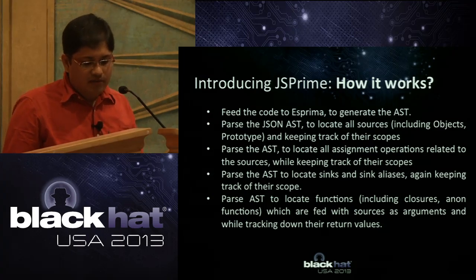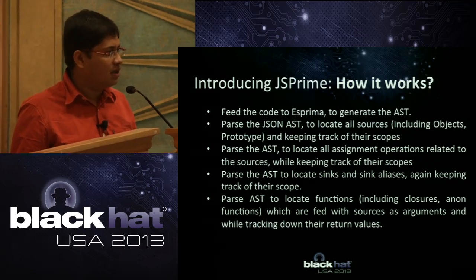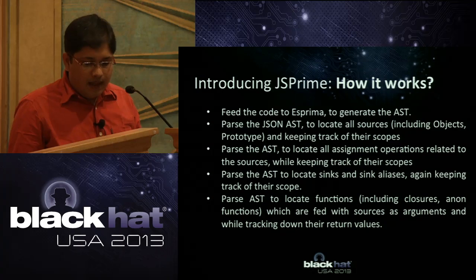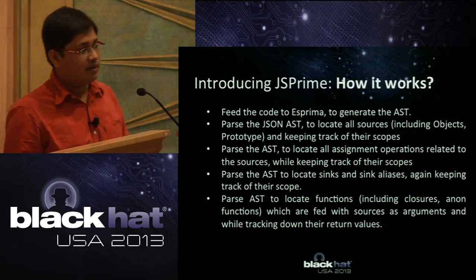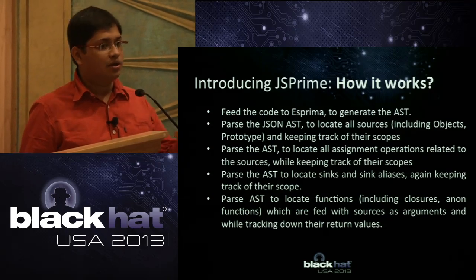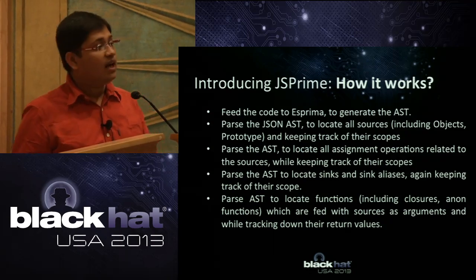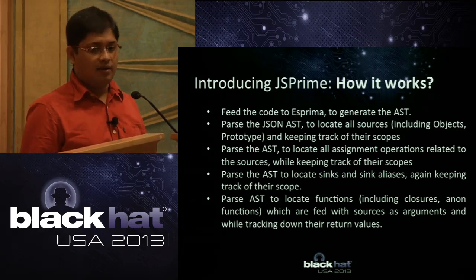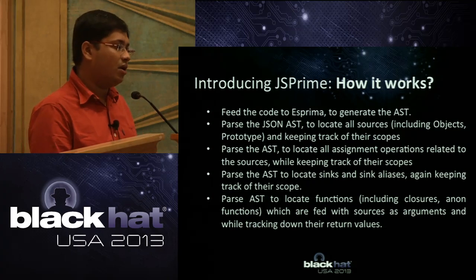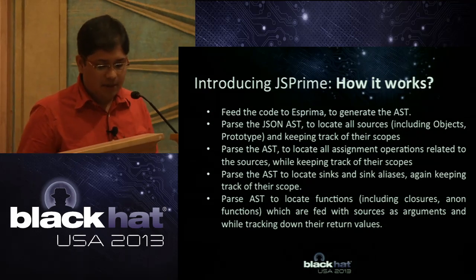Then we move on and locate functions, including closures and anonymous functions, which are fed with sources as arguments. We find functions where sources have been passed as arguments, while keeping track of the return values. If the function is returning something, we keep track of whether it's returning the source as it is, or returning something else, whatever it's returning.